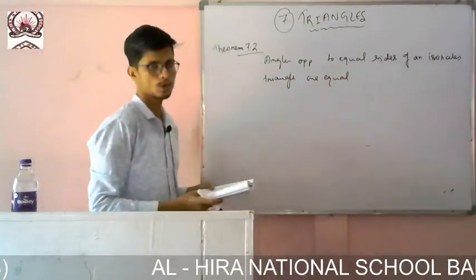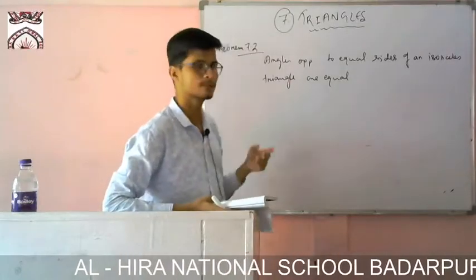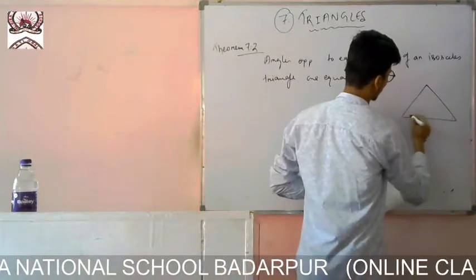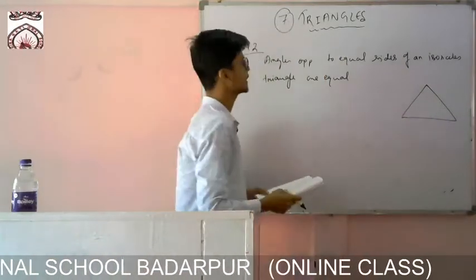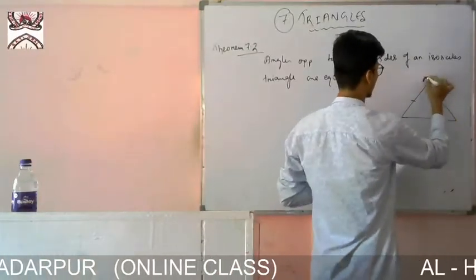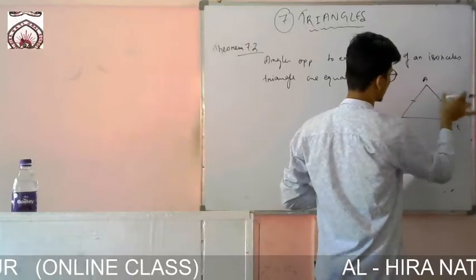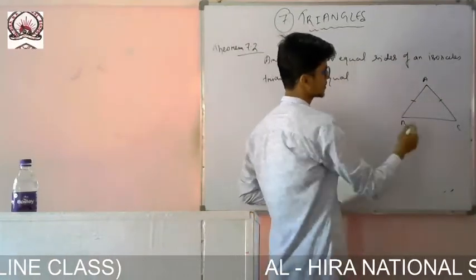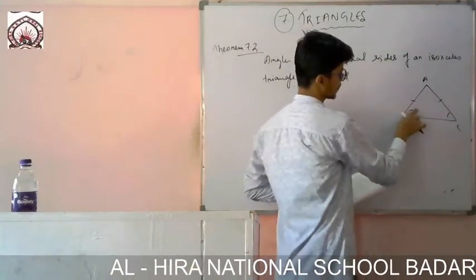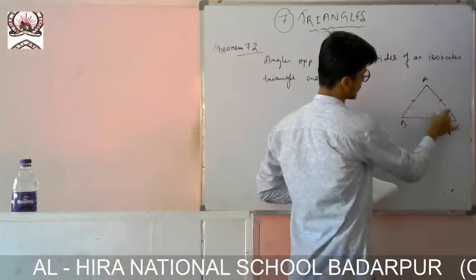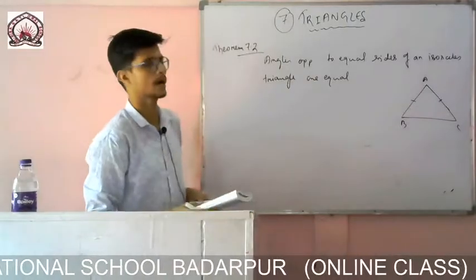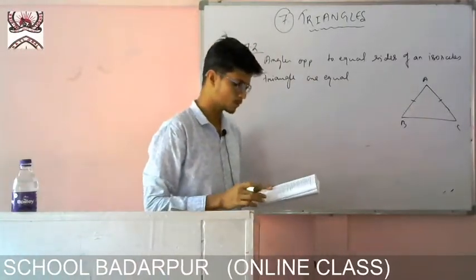Normally we use this one: if in a triangle two sides are equal, then the angles opposite to them are also equal. If this is a triangle ABC having two equal sides AB and AC, then we can say that these two angles are also equal. But here the question is to prove it. In the exam it may come like this: prove that the angles opposite to equal sides of an isosceles triangle are equal. You see in your book it is given very nicely.